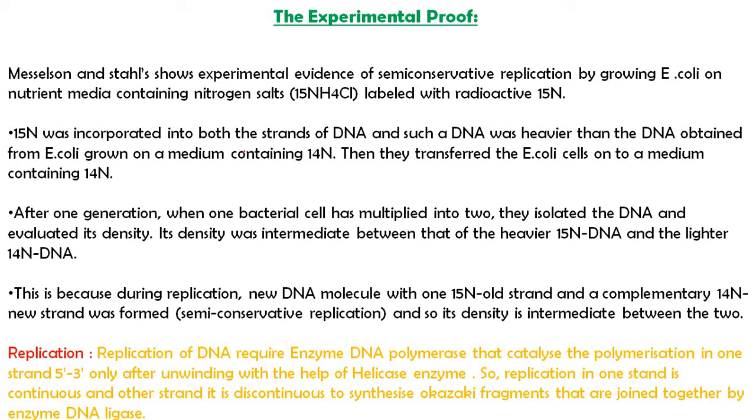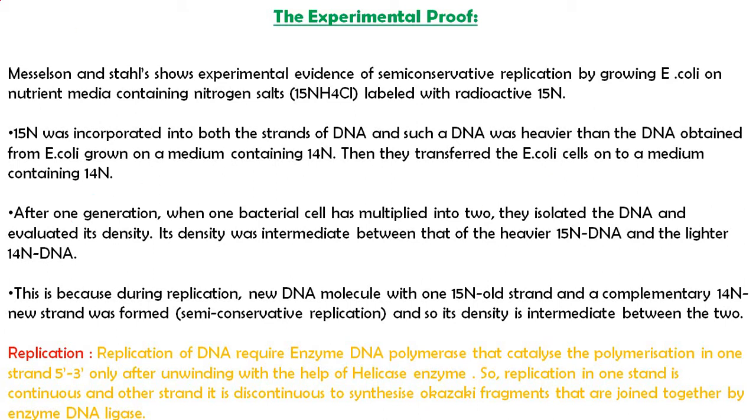coli, Escherichia coli, on a nutrient medium containing the nitrogen salt 15NH4Cl, labeled with 15N nitrogen. 15N was incorporated into both the strands of DNA, and such a DNA was heavier than the DNA obtained from the E. coli grown on a medium containing 14N. Then they transferred the E. coli cells to a medium containing 14N.